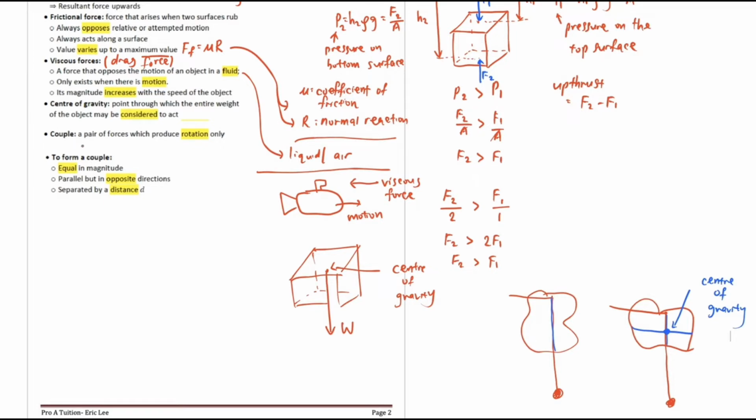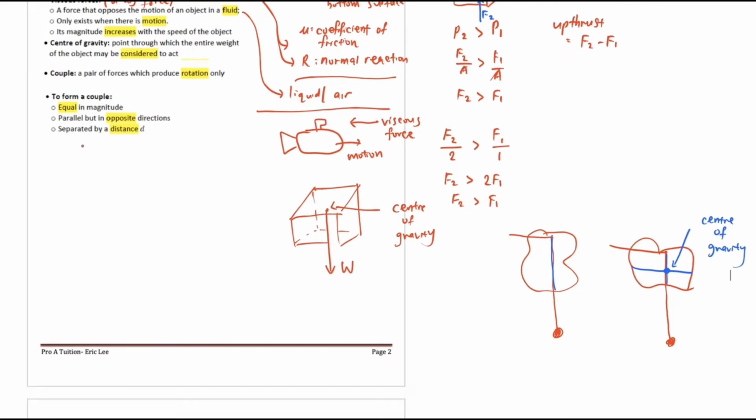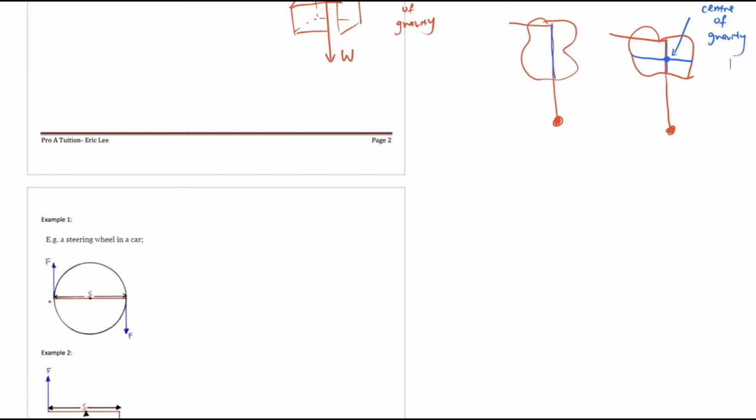Couple. So a couple is a pair of forces which produce rotation only. Of course, to understand this, let's see one example. This one: a force pushes upwards, another force pushes downwards, so it will make this turn. This is how we turn the steering. One hand moves upward and another hand moves downward, then the steering will turn clockwise.